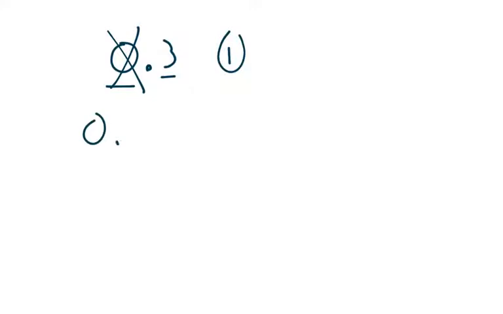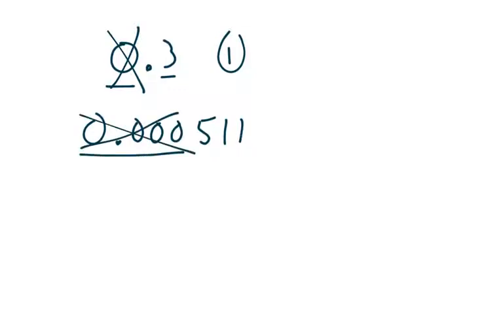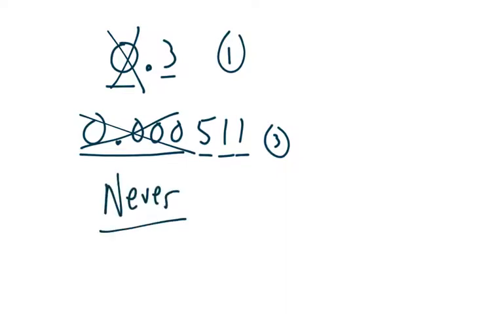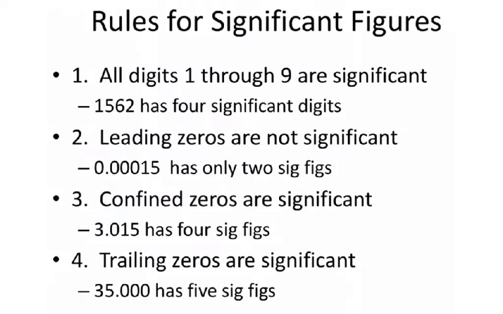Let's say I had 0.000511. All of these zeros are leading zeros. They are not significant. So this number has 1, 2, 3 significant figures. And the reason is back to rule number 1: they are non-zero digits. So, leading zeros are never significant. Now let's look at the third rule.